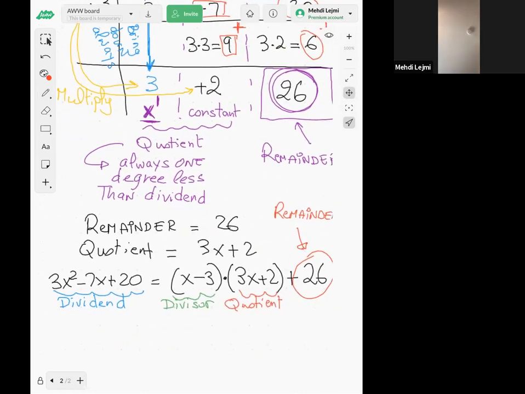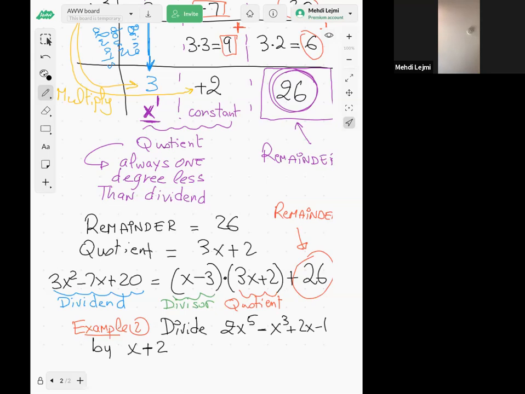Okay, so example number 2. So let's say now I'm gonna divide 2x to the 5th minus x cubed plus 2x minus 1, right, by x plus 2. All right.